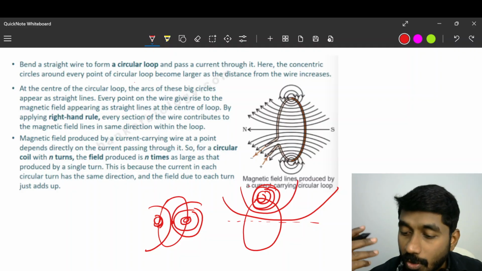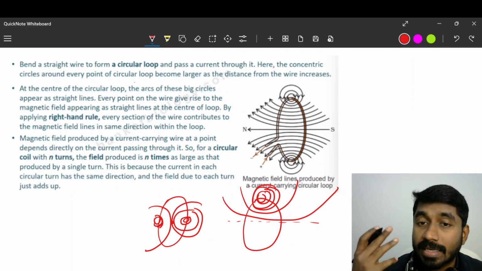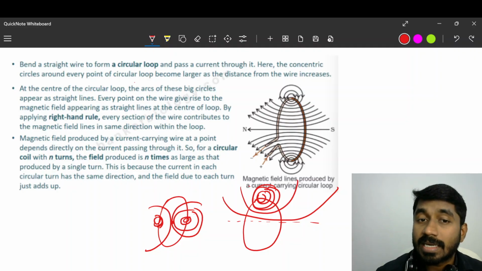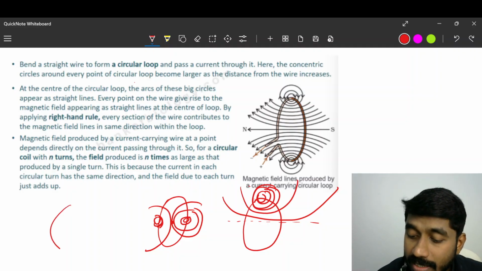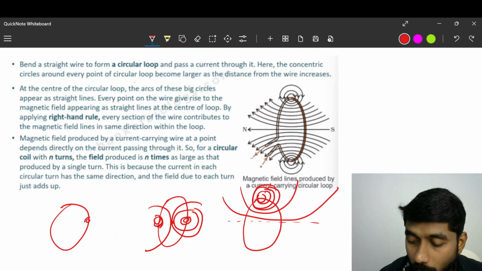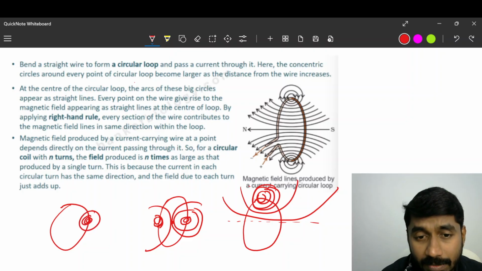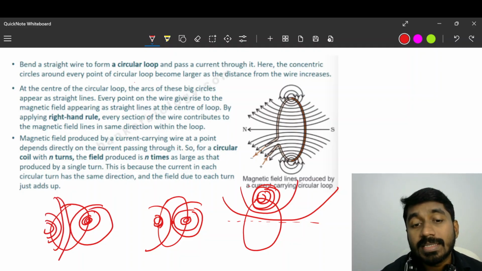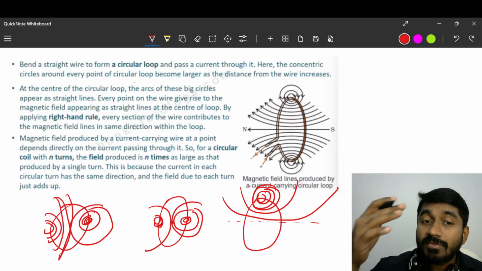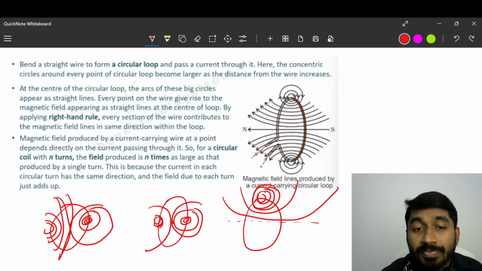Bend a straight wire to form a circular loop and pass a current through it. Hence the concentric circles at every point of the circular loop become larger as the distance from the wire increases. It is very clear, right? Take a circular loop. Here it is small circles, but when it comes to the center it becomes very big circles, and you can see it becomes a straight line at the center.